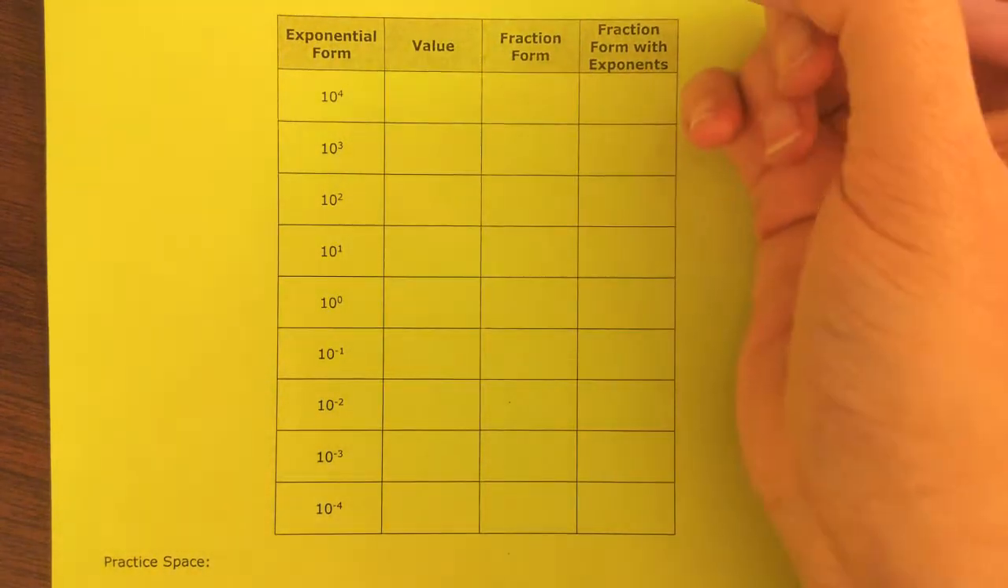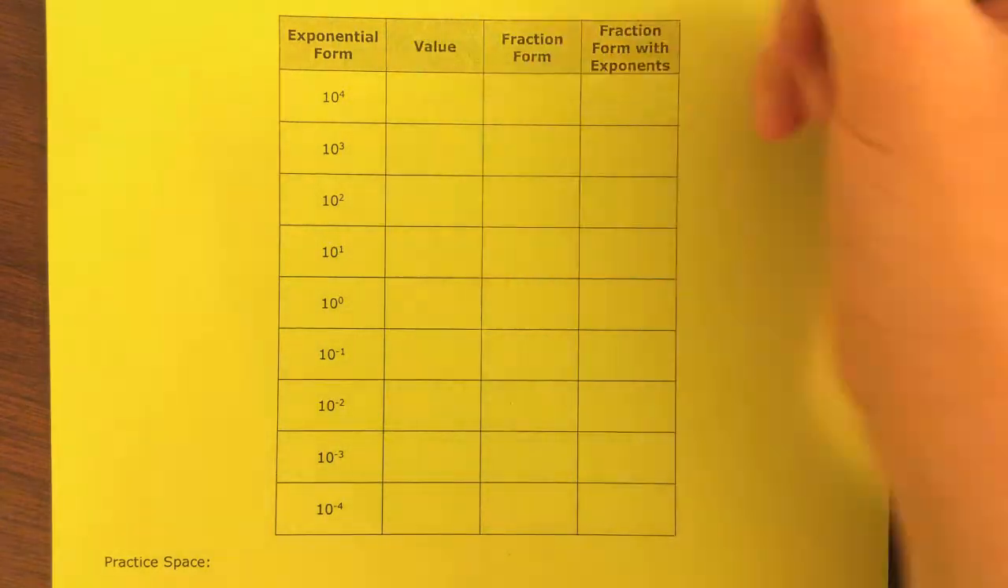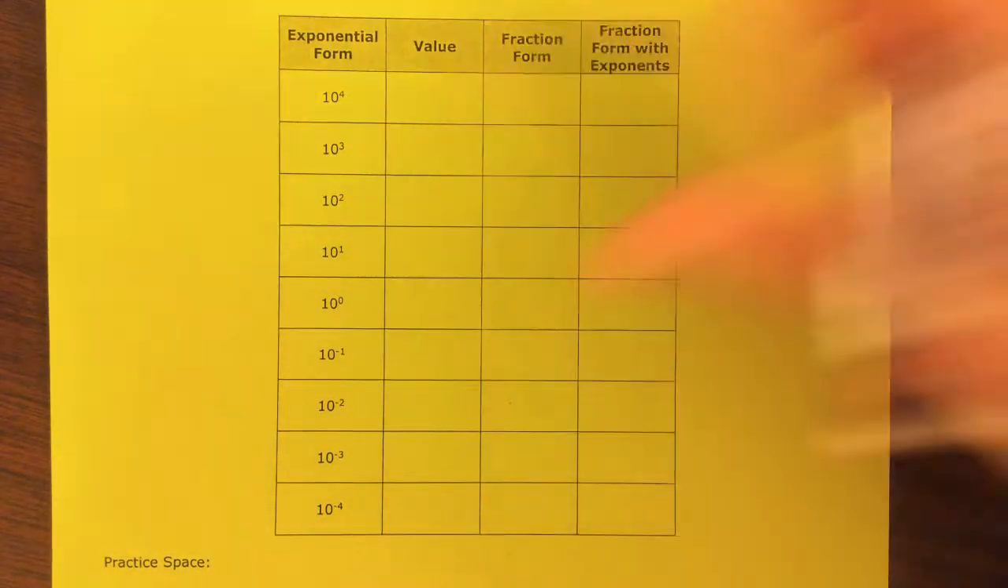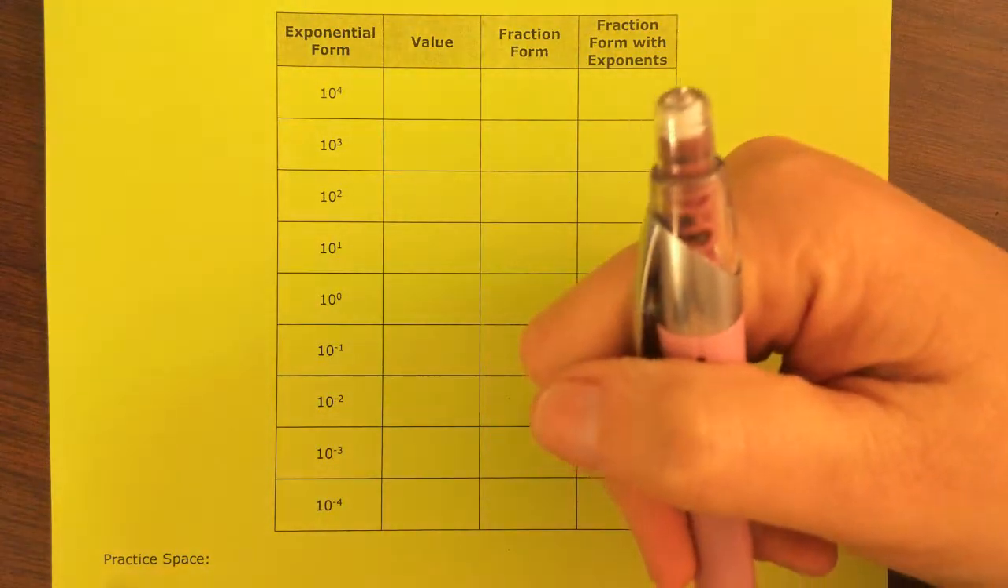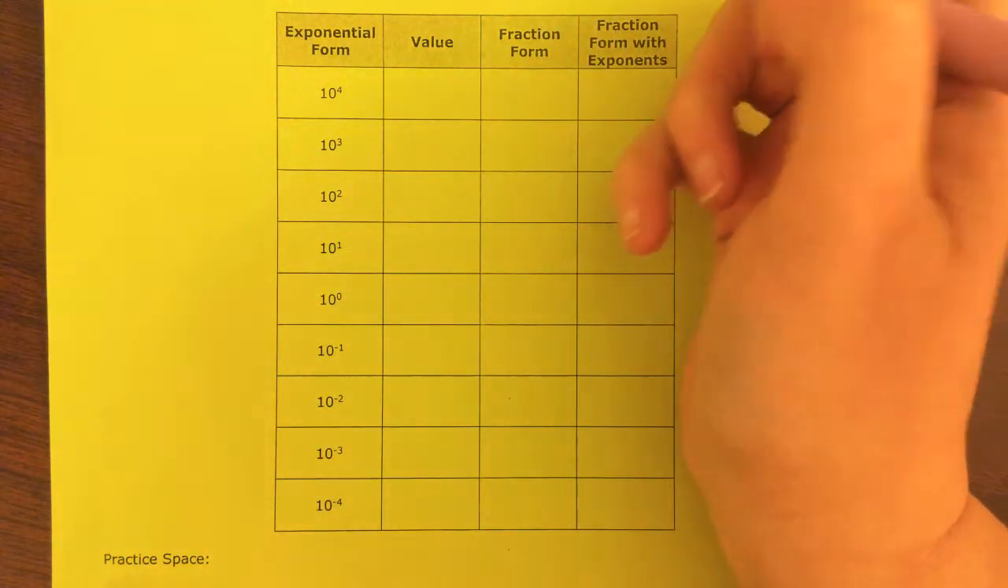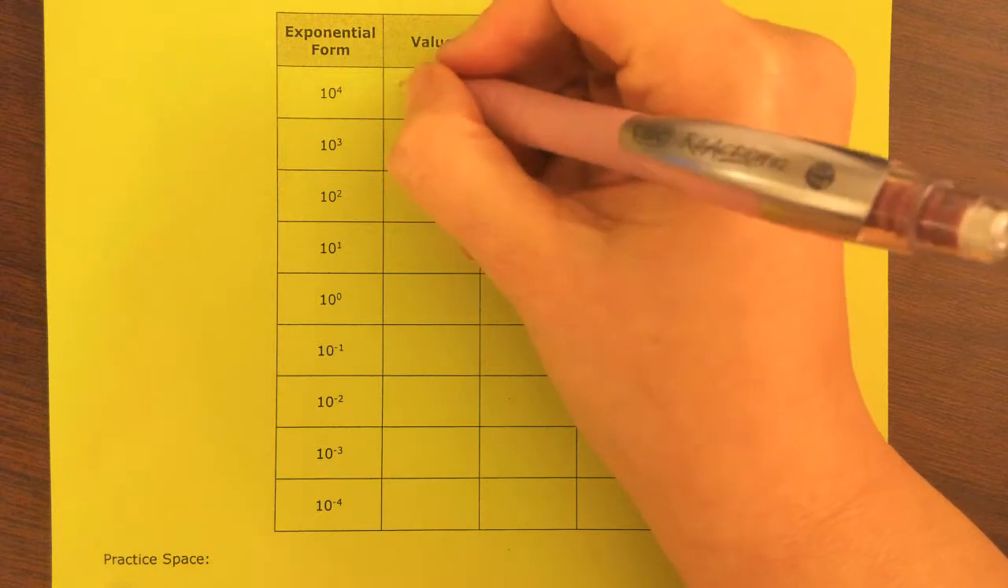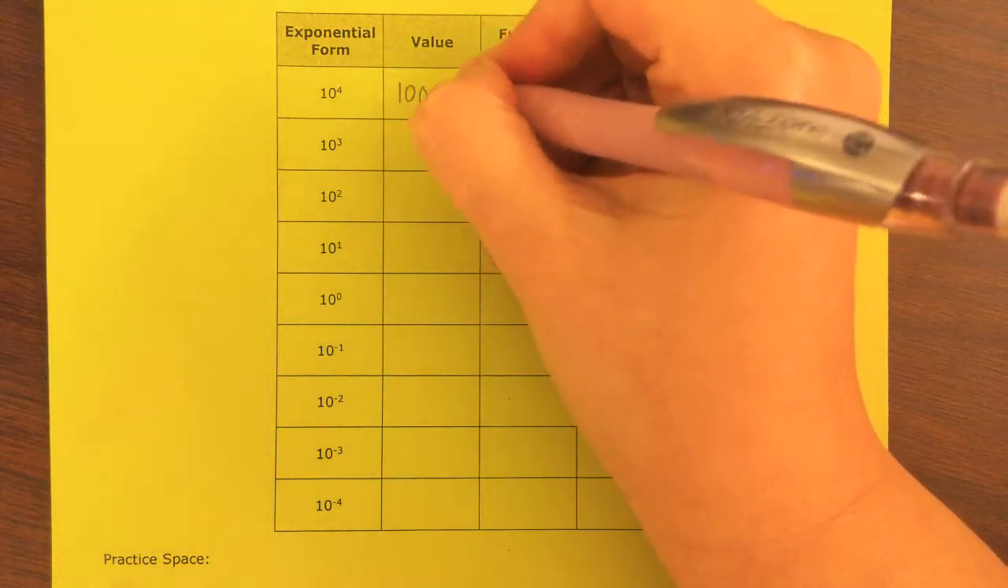I'm going to tell you what happens when you put these in the calculator. So I will give you time to copy this down in class tomorrow if you just want to pay attention to what this says, but I will expect you to have done the problems I'm going to do down here in practice. So when I write this in exponential form, 10 to the 4th is 10,000.